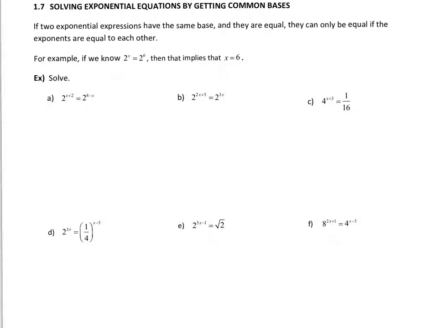Welcome to the 7th lesson of our exponential function unit. We are solving equations today, exponential equations, by getting common bases.